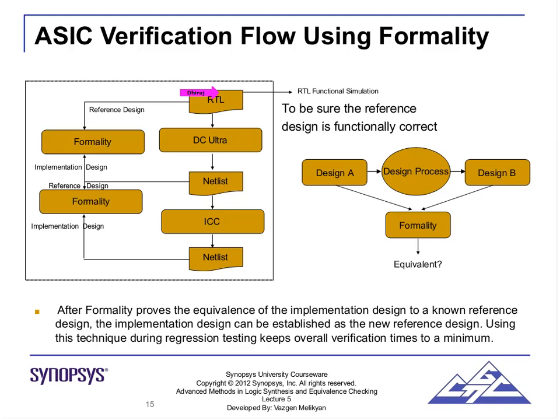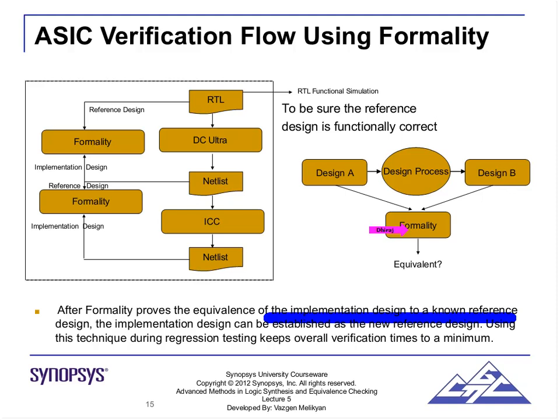So this is the idea behind Formality: design A, design B. For any design process that modifies the design, whether it be RTL or netlist, Formality can check the equivalency for you. What I've been saying here is that after Formality proves the equivalence of the implementation design to a known reference, this implementation design can be established.